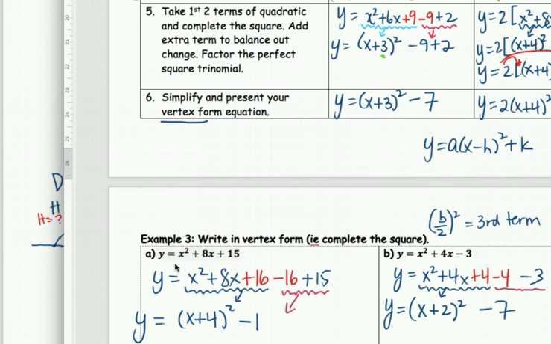So what you're doing is you're going to take the first two terms and create a perfect square. When you take the x squared and the 8x, what you do is you divide this number by 2 and you square it. Divide it by 2, you get 4, and then 4 squared is 16. So you add that third term, but then you also have to add its opposite to keep the balance, right? And then you write the plus 15.